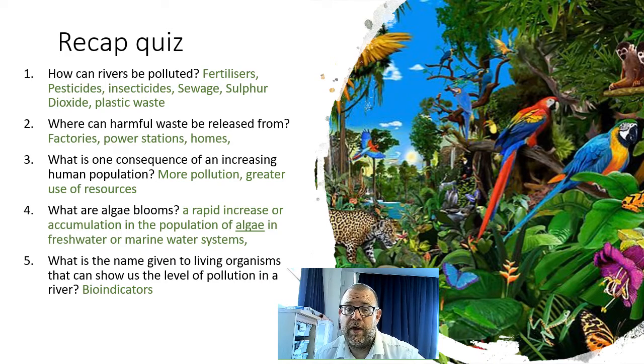So here you go. Here's the answers then. How can rivers be polluted? Again, we looked at that before. Fertilizers, remember leaching, pesticides, insecticides, sewage, sulfur dioxide and plastic waste. Where can harmful waste be released from? Factories, power stations, homes, sewage works that's been flooded. There's loads of different places. Agriculture, you've got to think about maybe cattle farms and all that feces that's being swept into the sewers sometimes.